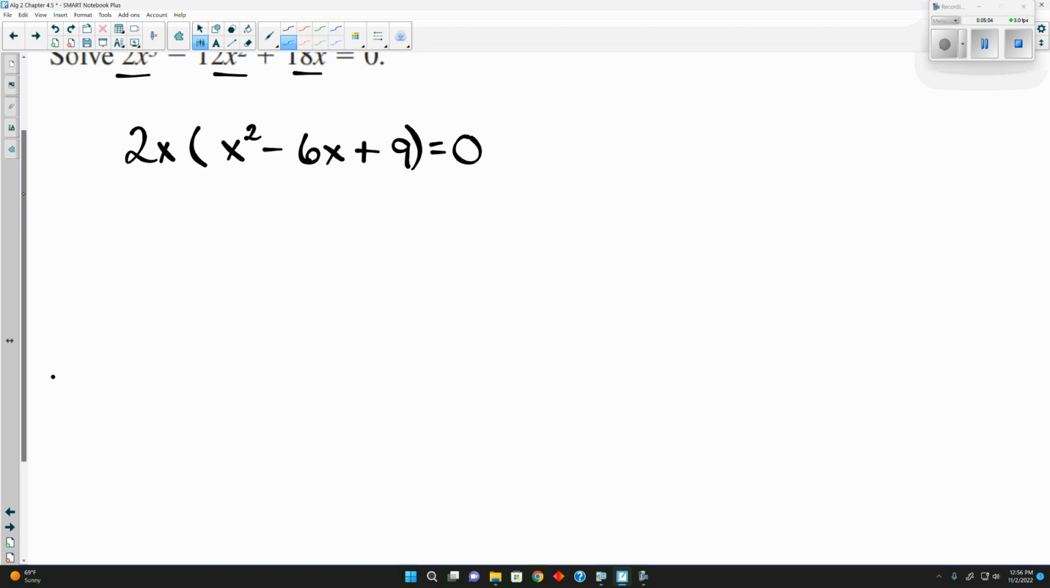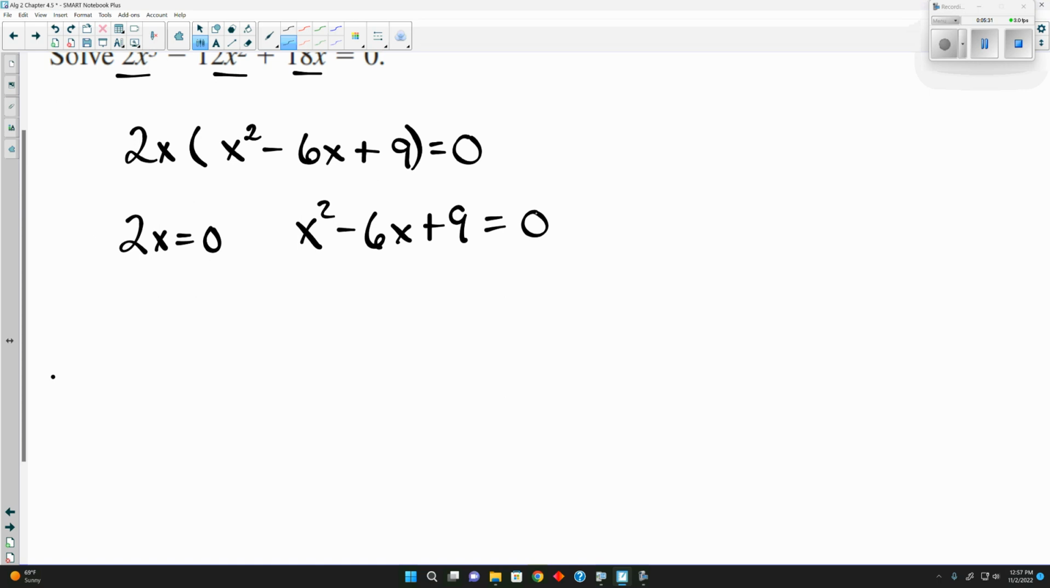We have two things. And anytime we have two or more things multiplied together to equal 0, one of them must be 0. So we could say that either 2x is equal to 0 or the x squared minus 6x plus 9 is equal to 0, yes? Well, let's solve the one on the left first. It's a little bit easier to work with, yes?